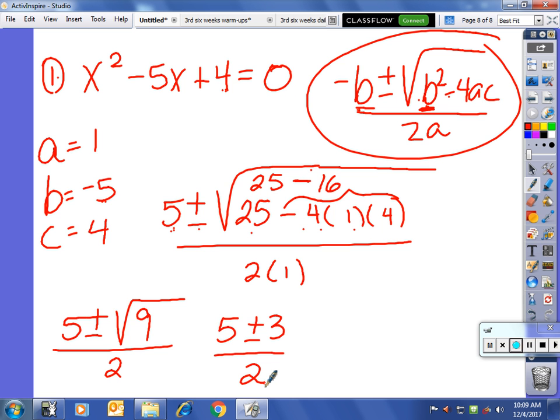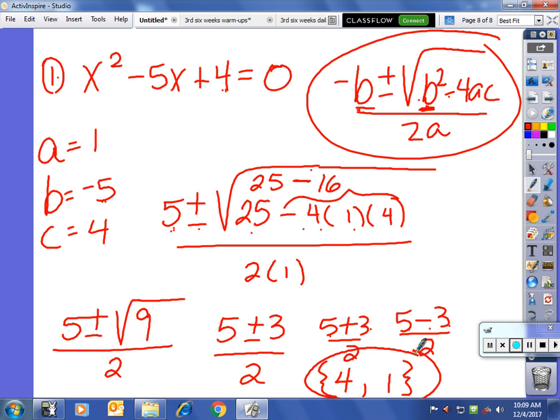Here's where I get two answers. I've got to do 5 plus 3 divided by 2, and I've got to do 5 minus 3 divided by 2. Well, what's 5 plus 3? And what's 8 divided by 2? 4. What's 5 minus 3? 2. And what's 2 divided by 2? 1. So my two roots are 4 and 1. Isn't that what we got when we factored a second ago?